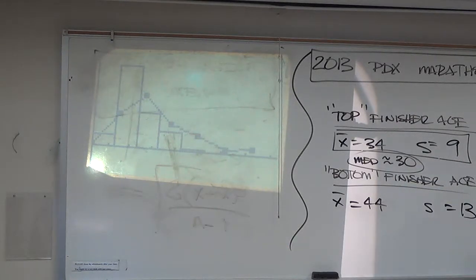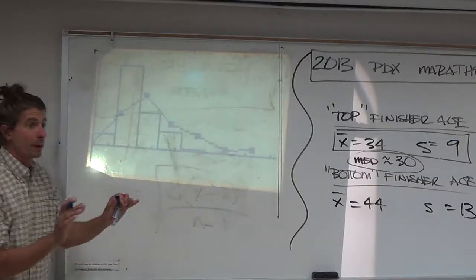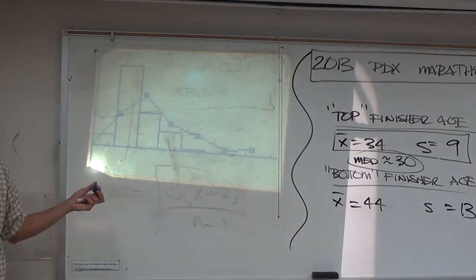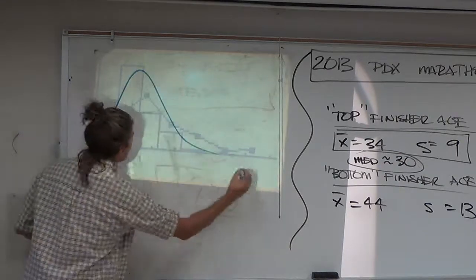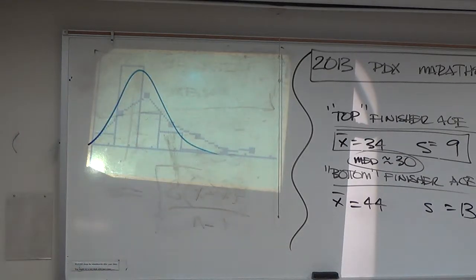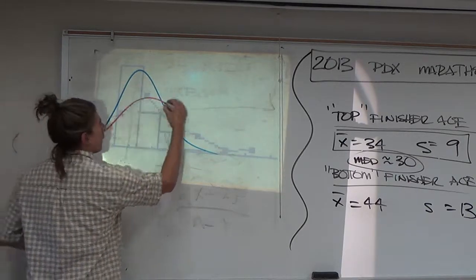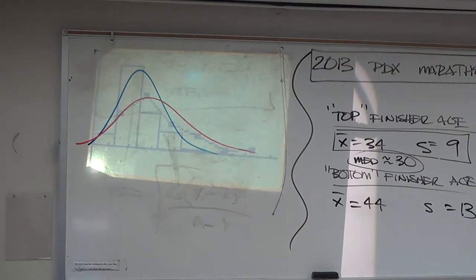Top blue, bottom red. I'm forcing a bell curve. For those of you that said these aren't bell curves, I apologize. But my argument's going to hold whether or not they're bell curves or not. Is that a fair approximation of the top? Ish. Is that a fair approximation of the bottom? Yep. Which one's wider? The bottom, red, yes. If it's a wider curve, that means we have a larger variation within the data.